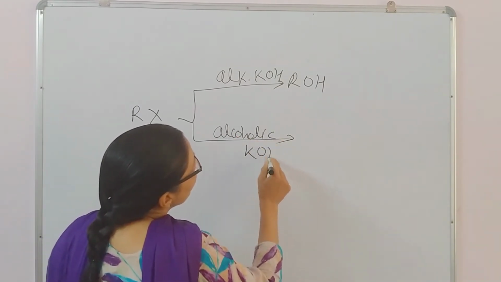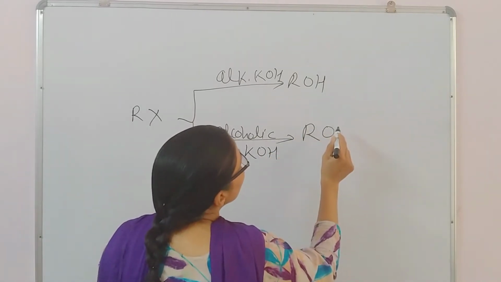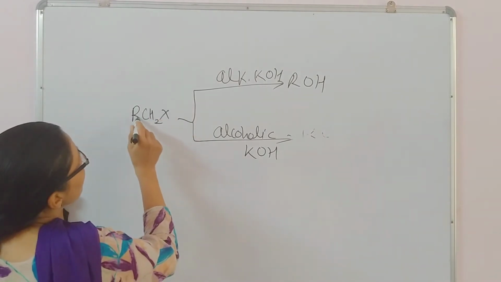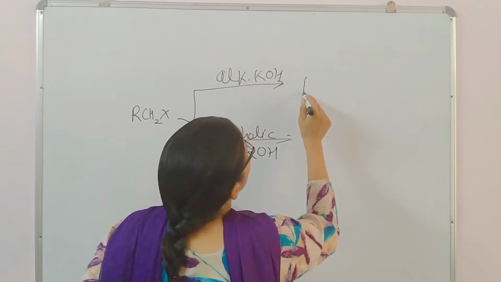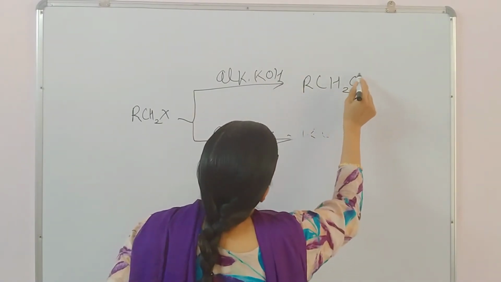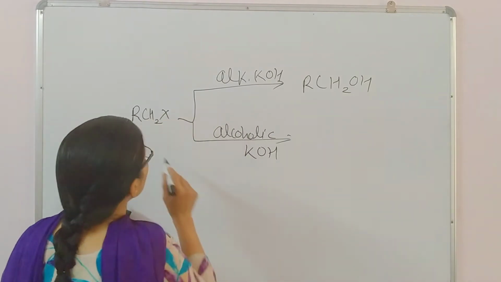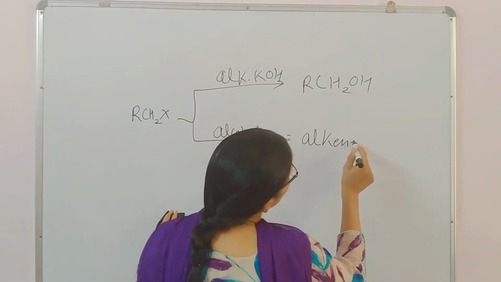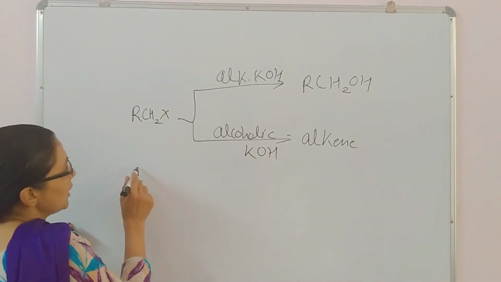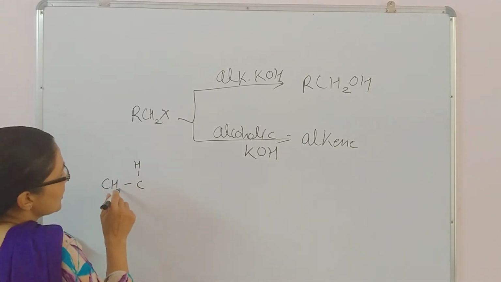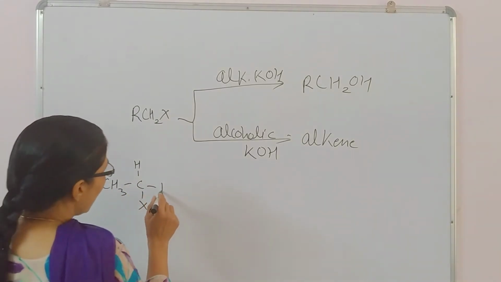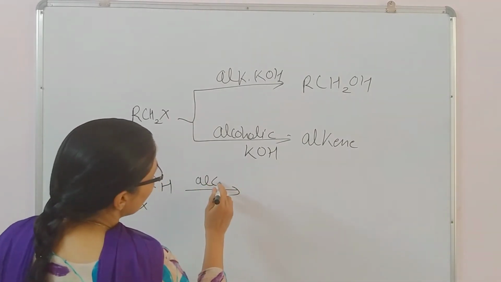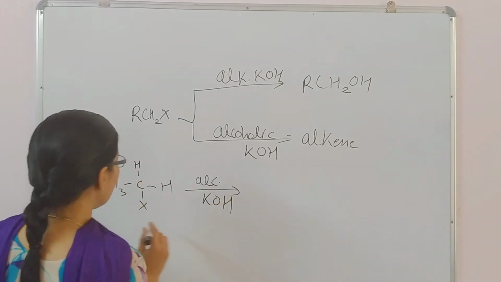KOH. What will happen? There will be formation of alkene. You can say RCH2X gives RCH2OH in a nucleophilic substitution reaction, but here in this compound HX will be removed and the compound alkene will form. For example, H, CH3, halogen and H. There will be formation with alcoholic. ALC stands for alcoholic. So with alcoholic OH, what will happen?